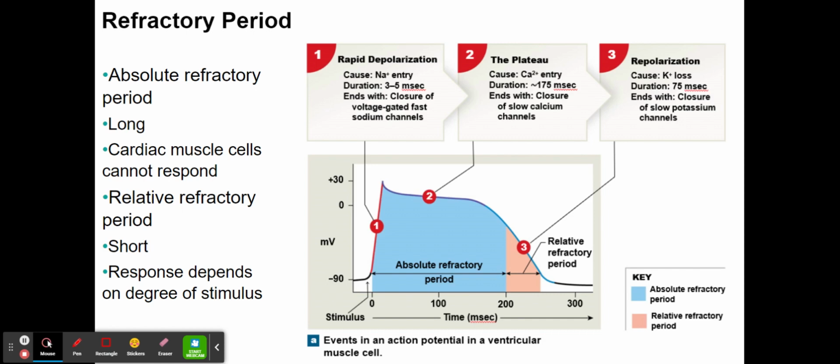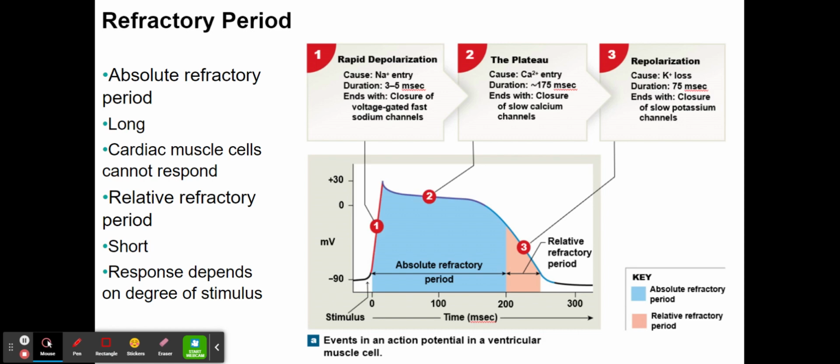2. The plateau. As the membrane potential approaches positive 30 millivolts, the voltage-gated sodium channels close. They remain closed and inactivated until the membrane potential drops to minus 60 millivolts. The cell now begins actively pumping sodium out of the cell. However, a net loss of positive charge does not continue, because as the sodium channels are closing, voltage-gated calcium channels are opening. These channels are called slow calcium channels because they open slowly and remain open for a relatively long period, roughly 175 milliseconds or so.